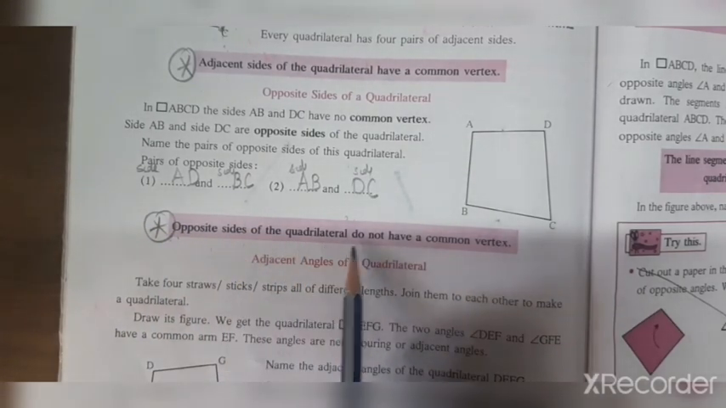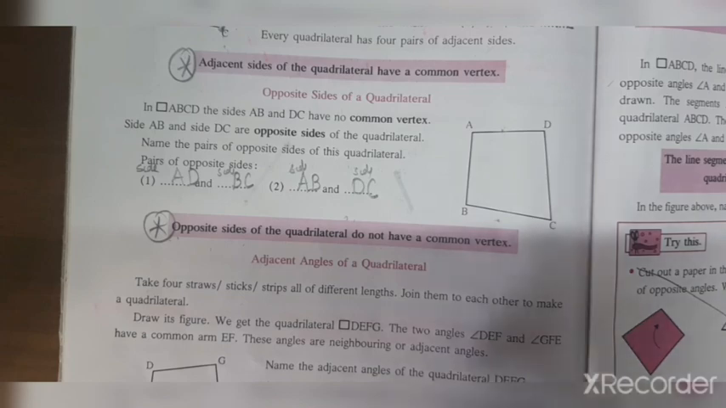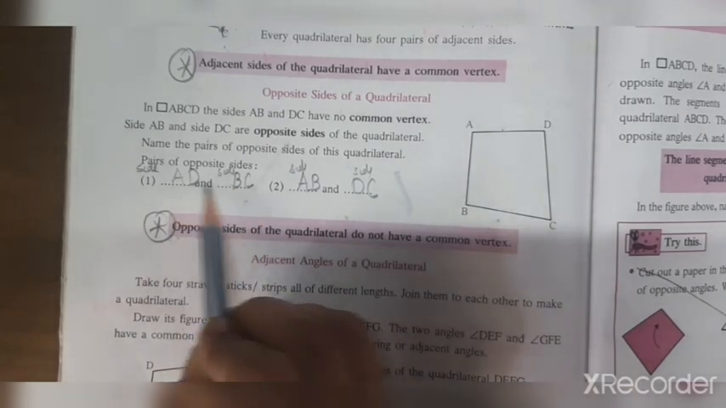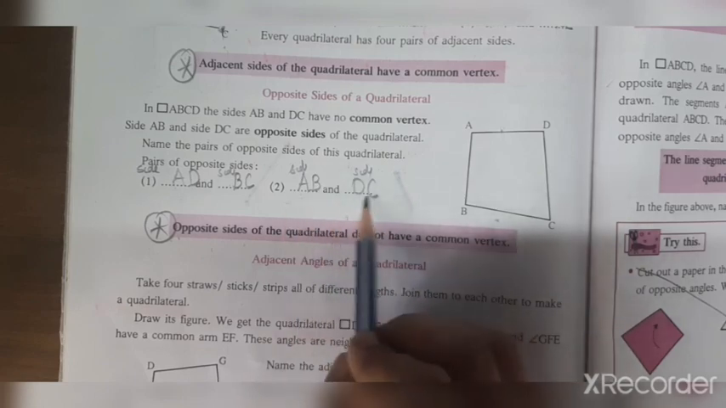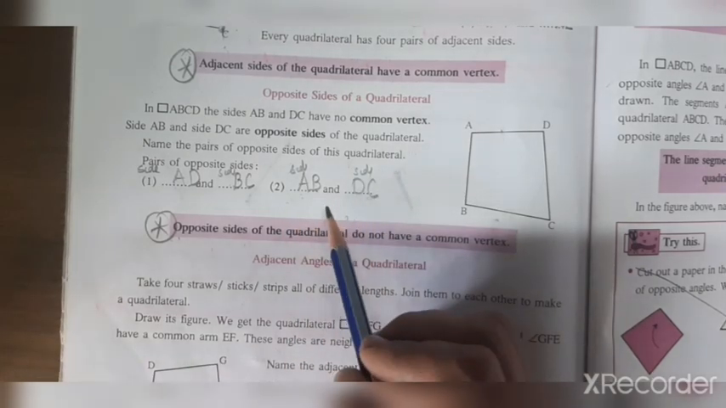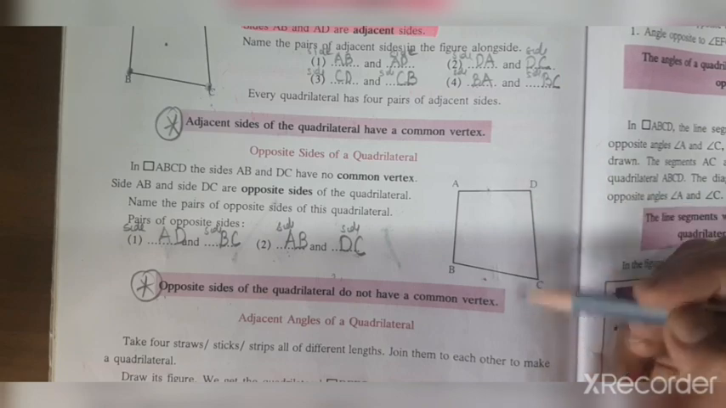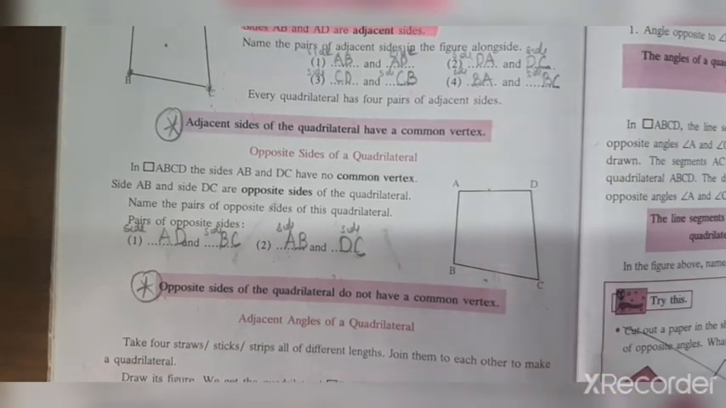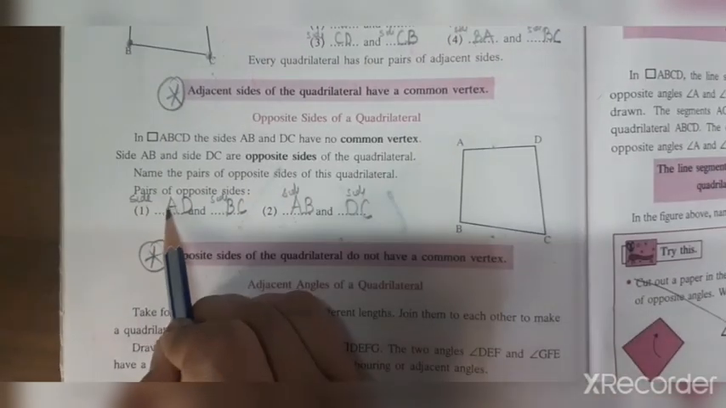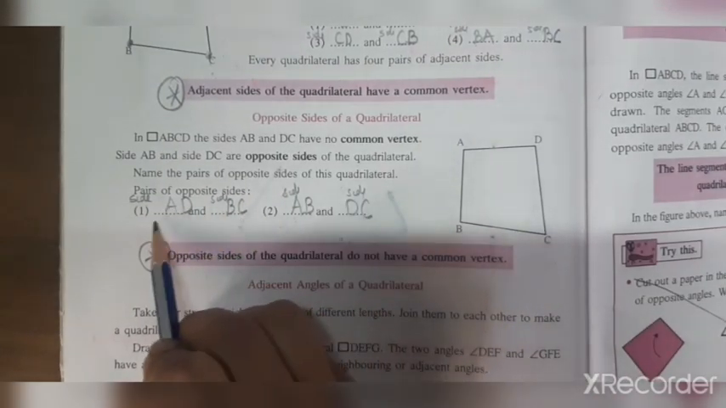Opposite sides of the quadrilateral do not have a common vertex. You will see AD and BC, nothing is in common. AB and DC, nothing is in common. Nothing is common means no letter is in common. They are so far from each other that they don't have anything in common. Common means same. If you see A, D, B, C, no letter is repeating.